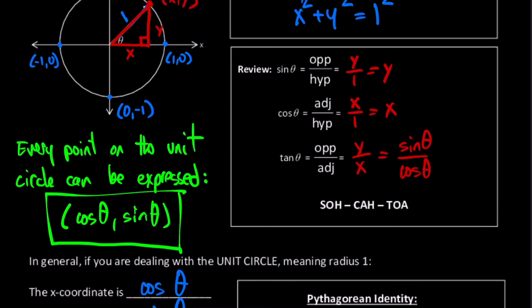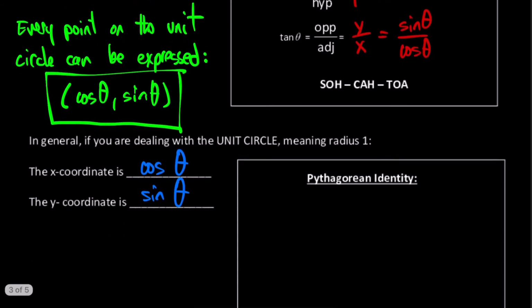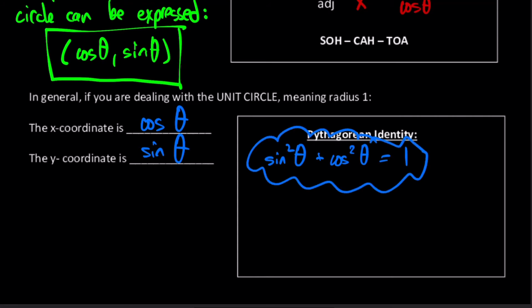So let's go back to our Pythagorean theorem here. And instead of x and y, let's talk about sine and cosine. I'm just going to change the order a little bit. But since y is the same as sine and x is the same as cosine, my Pythagorean theorem from up above can be written as the following. Sine squared theta plus cosine squared theta equals 1. And that is critical. That's our Pythagorean identity.